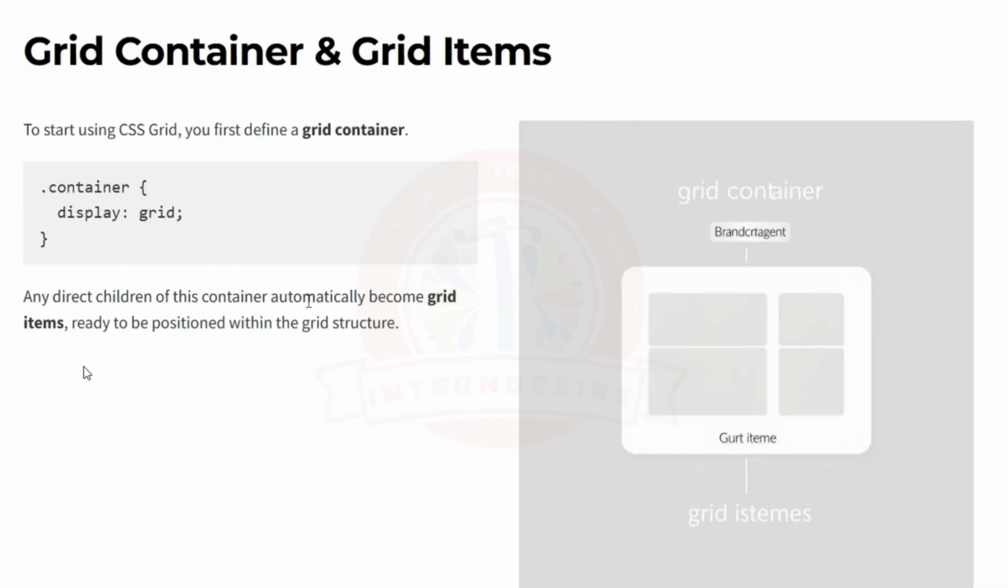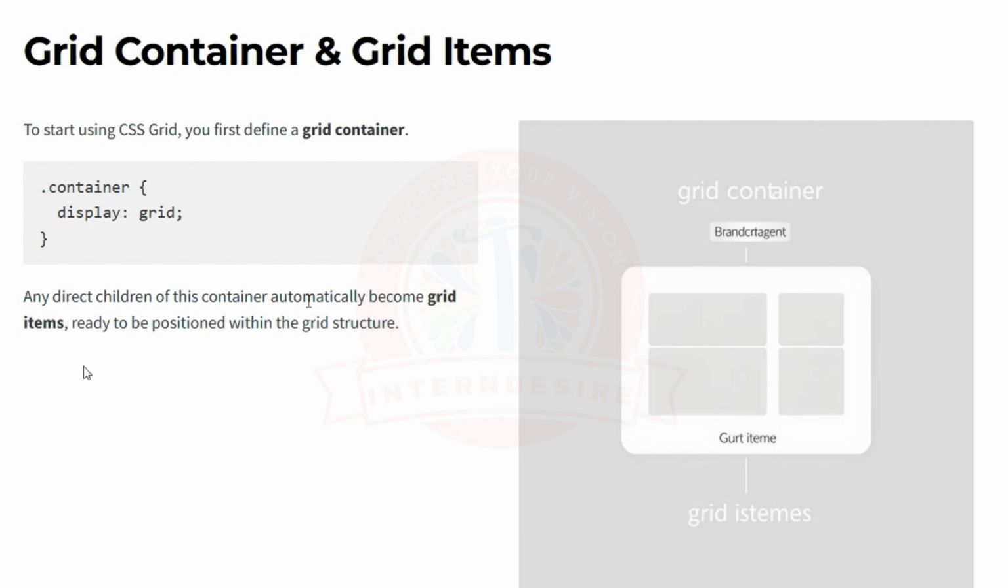So to start using CSS Grid, we first need to create a Grid Container. So create a .container class with the property display: grid. Any direct children of this container automatically become grid items, ready to be positioned within the grid structure, as shown in the figure as well.